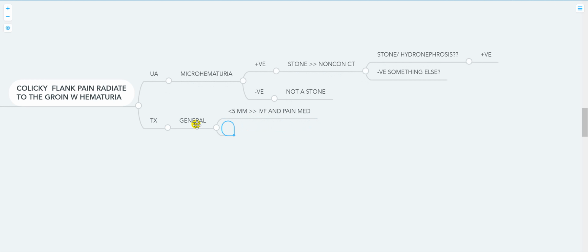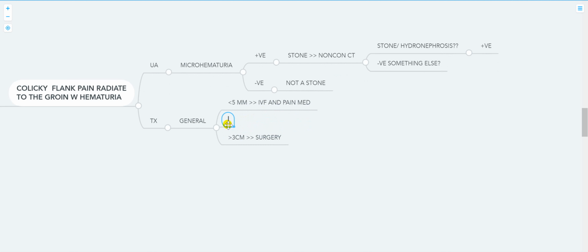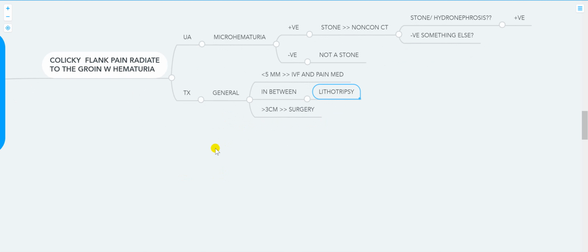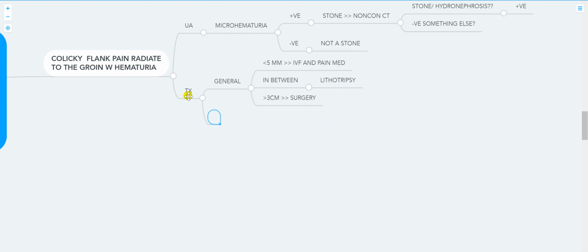Okay, if it is more than 3 cm, then we do surgery. Okay, if it's in between, then we do lithotripsy. This is the general overview, but let's go to detailed management. Detailed management. Look at it.